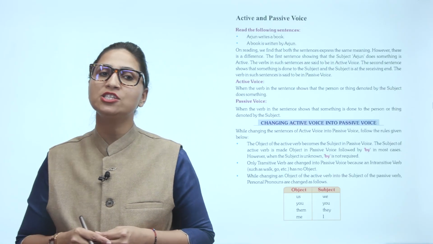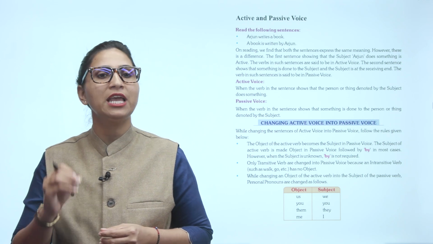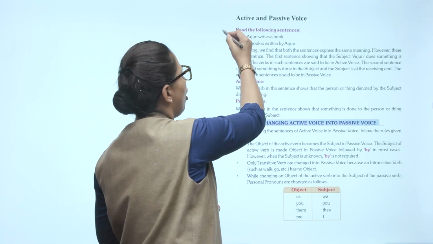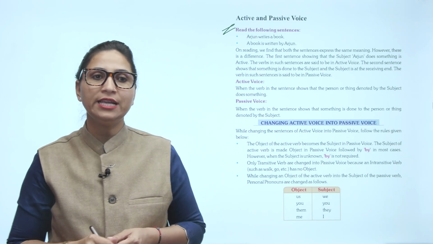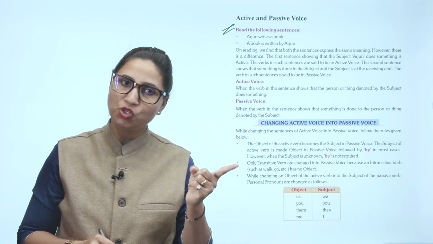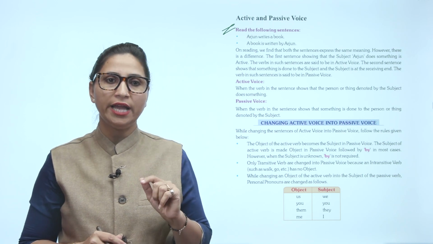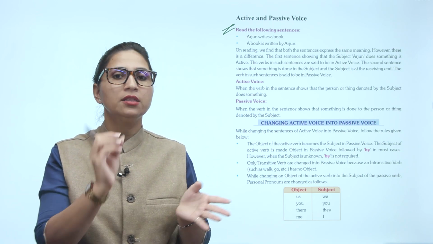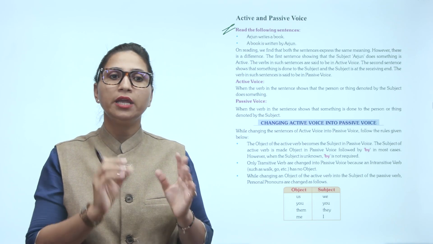So today we are going to start our next chapter, which is based on active and passive voice. So read the following sentences. Arjun writes a book. A book is written by Arjun. On reading, we find that both the sentences express the same meaning. However, there is a difference.